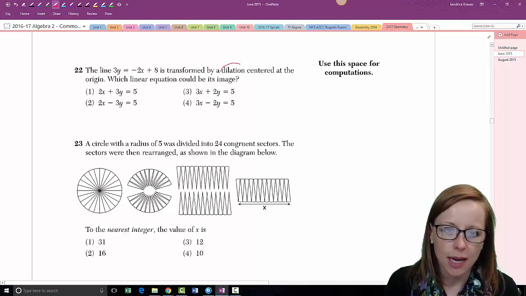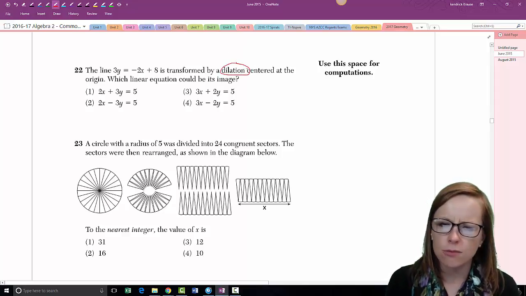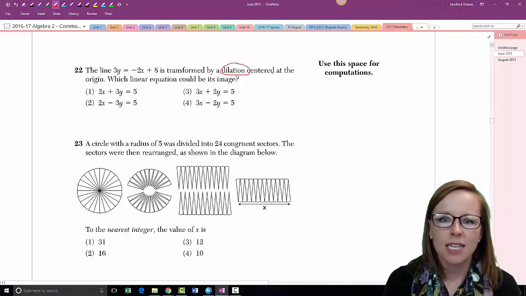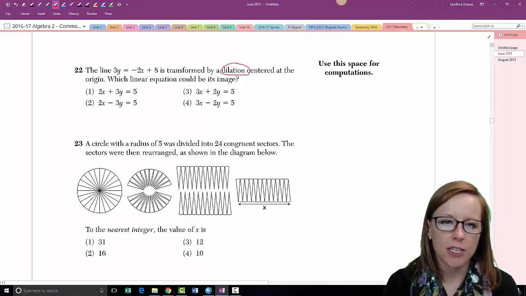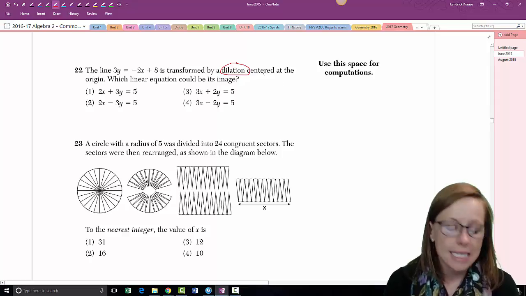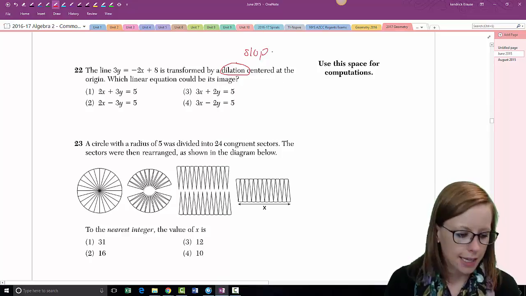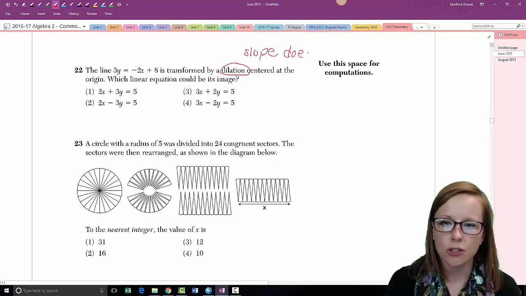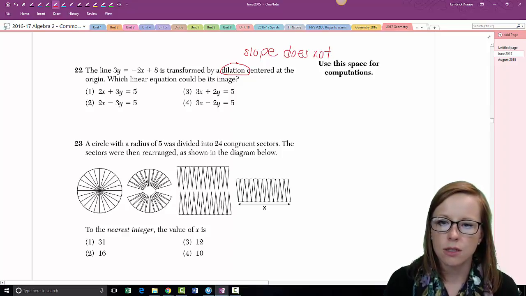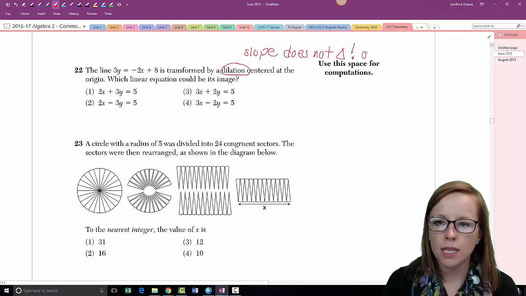It's transformed by dilation. Oh my word. Have we seen that like 3 or 4 times? Centered at the origin, which linear equation could be its image? Big deal that you need to know is that the slope in a dilation does not change. Only the y-intercept changes. Yay!